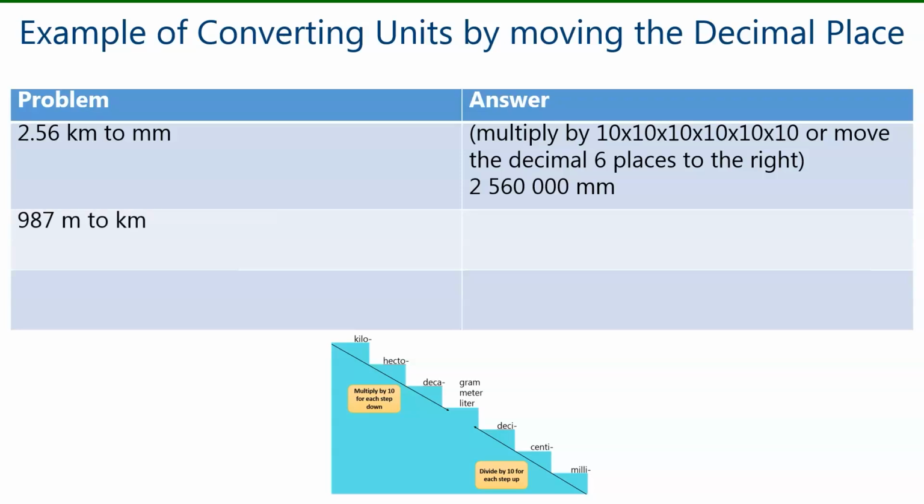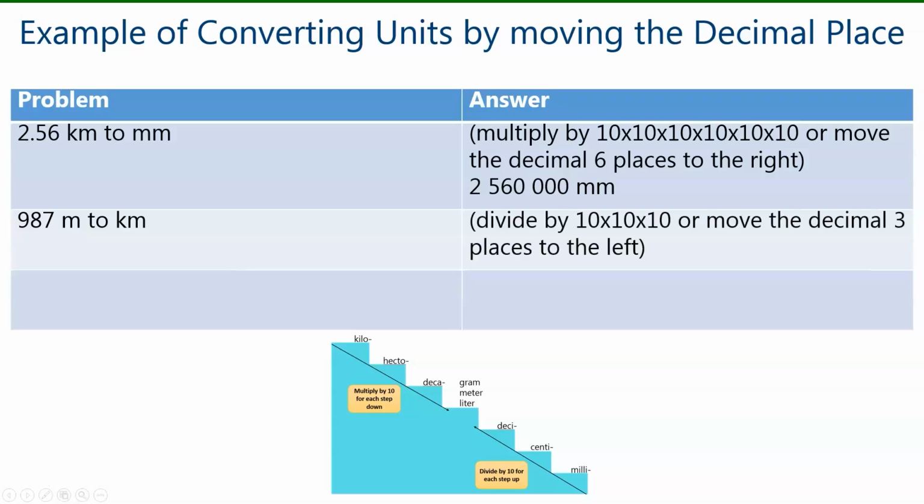Our next example asks us to convert 987 meters to kilometers. So we're starting in the middle of the staircase, a base unit of meter, and going up to kilometers. We're going up 1, 2, 3 steps. Because we're going up the staircase, that means we need to divide. We need to divide by 10 for each step. There were 3 steps, so we're dividing by 10 to the power of 3, or we're moving our decimal back 3 decimal places to the left. So our answer then, if we go back 1, 2, 3 decimal places, is 0.987 kilometers.